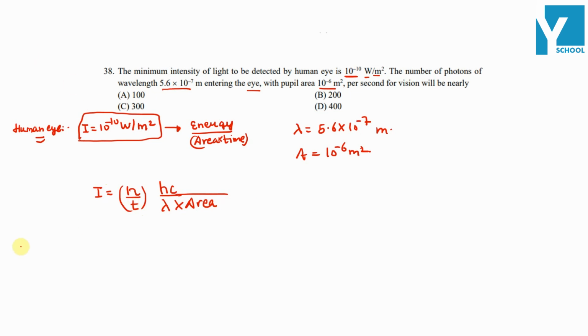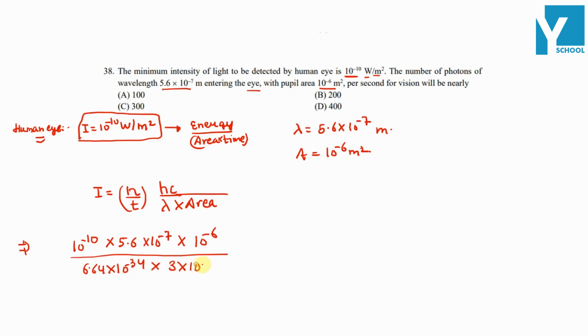Further, the value of intensity is given as 10 raised to minus 10, into wavelength, that is 5.6 into 10 raised to minus 7, into area, which is 10 raised to minus 6, divided by the Planck's constant 6.64 into 10 raised to minus 34 and speed of light 3 into 10 raised to 8. This is equal to n by t, the number of photons in unit time.